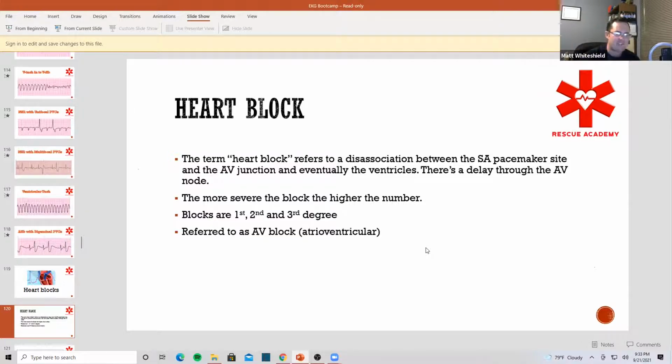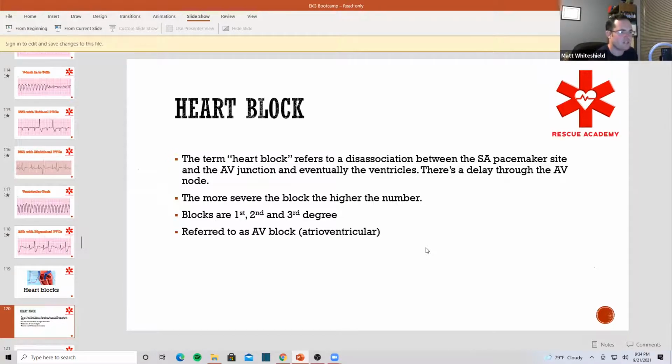atrium, and the AV junction, right? And then eventually to the ventricles. Understand that there's a random delay that occurs in that AV junction. Now, if you remember what I talked about in the beginning of this boot camp, the whole role of that AV junction is to slow down that rate and allow the ventricles to fill with blood. That's it. If there is a delay in that AV node, that means there's a block, right? There's something blocking that conduction to make its way down into the ventricles.